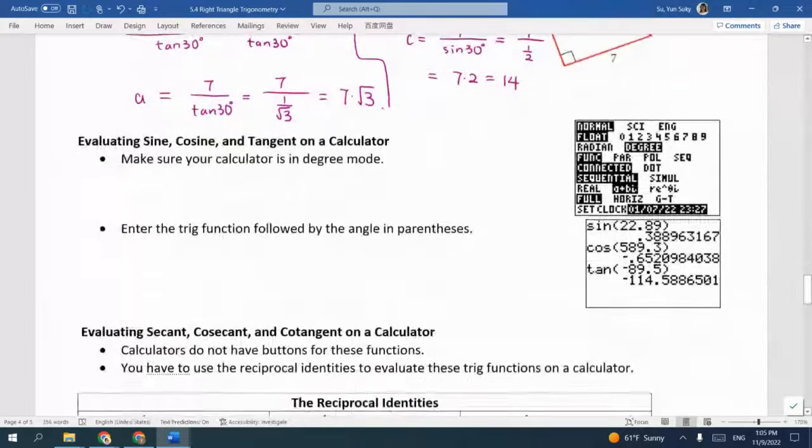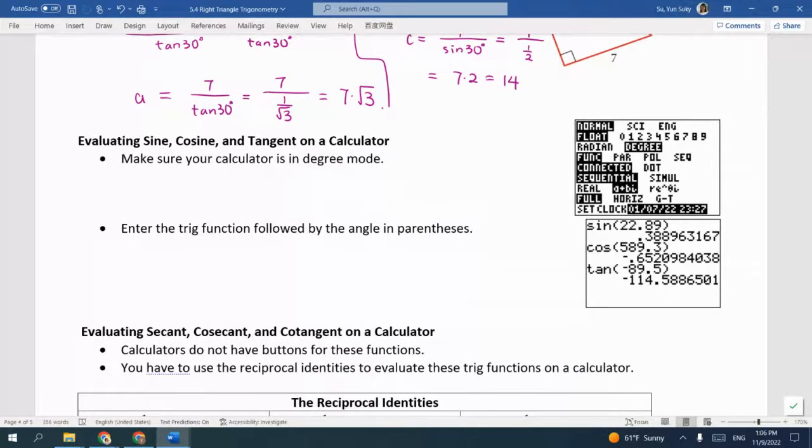Okay, and then enter the trig function followed by the angle in parentheses. So that's why here, if we have degrees, you use the degree mode, and you put sine of 22.89 degrees, and then you get this number. And cosine of 589.3 degrees, and you get this number. So you enter. Can you see the buttons for sine, cosine, and tangent?